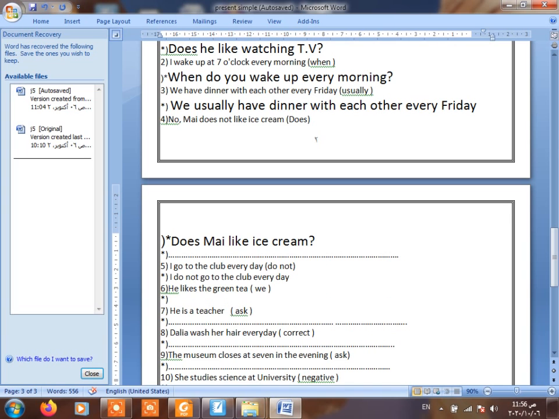Number 6. He likes the green tea. We use we. So how do we make it? We like or likes? We like is good because we is plural. We like the green tea. That's it.